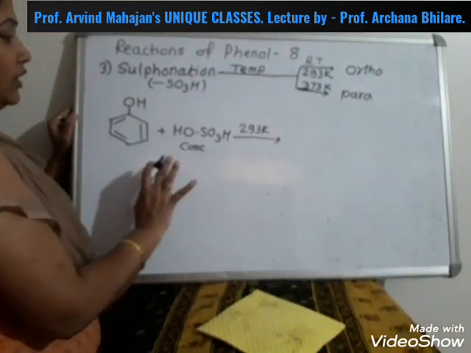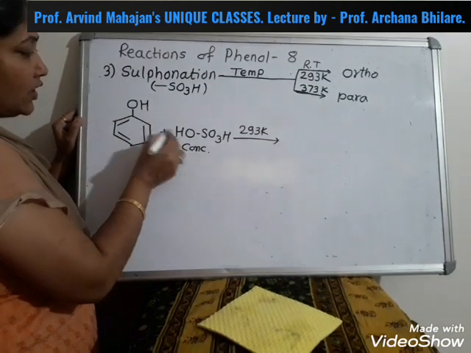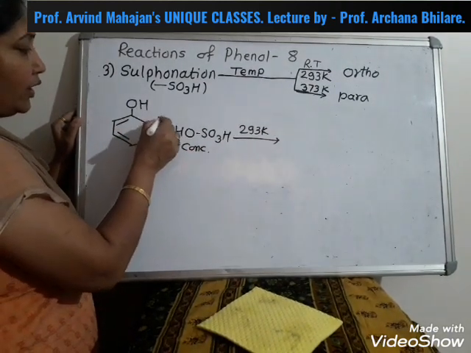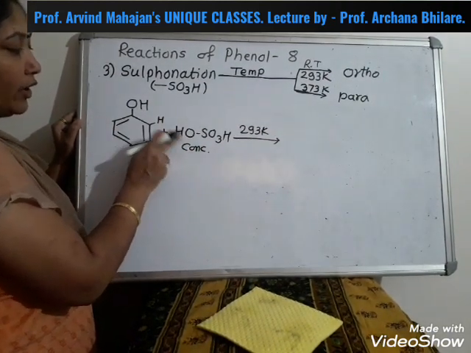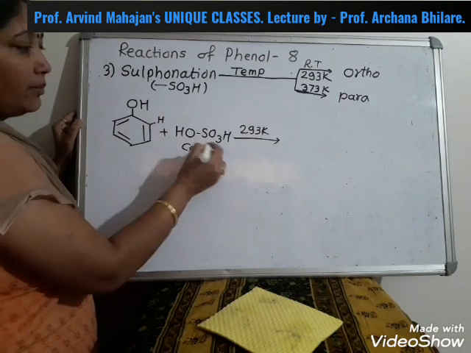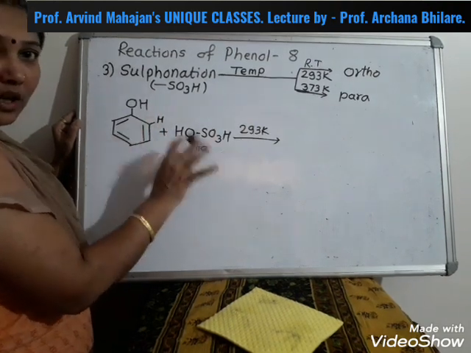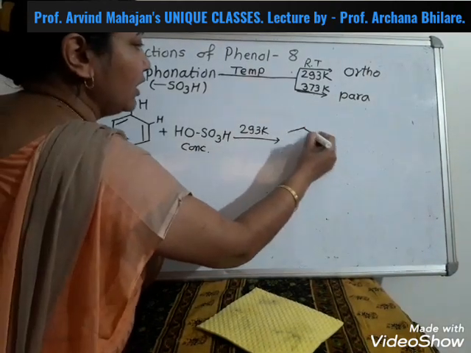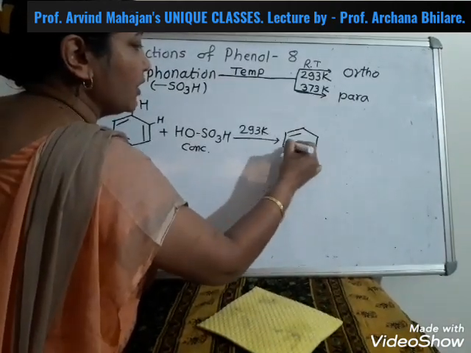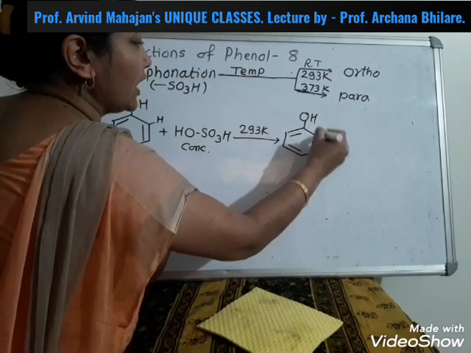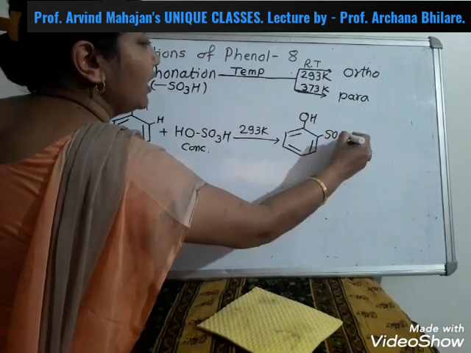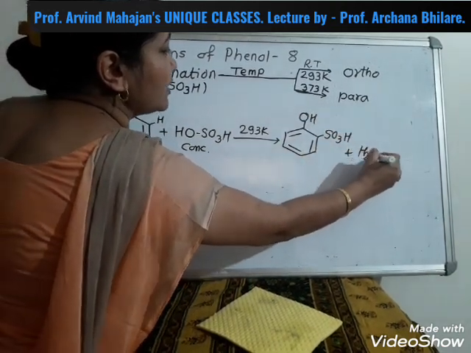The product formed in the reaction: this H and this OH, here one ortho hydrogen is there. H and OH combine to form water, and this H is replaced by SO3H. So the product formed in the reaction is benzene ring, this OH as it is, and here SO3H, plus H2O.